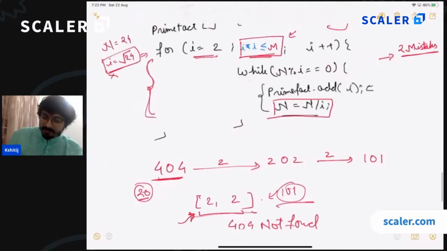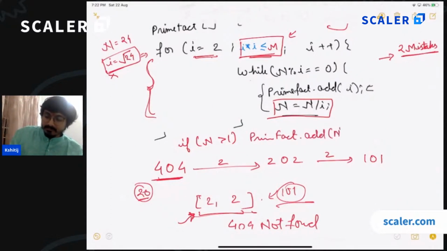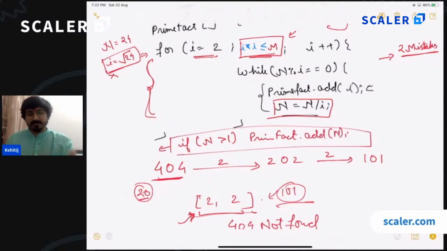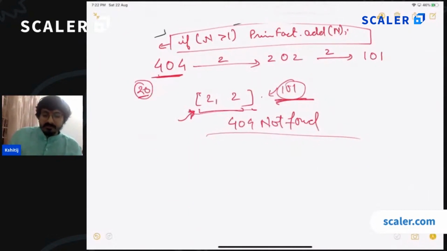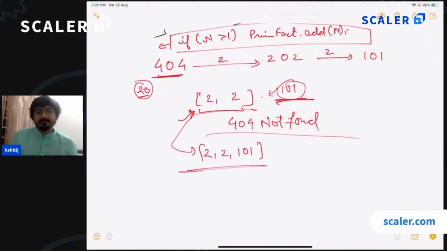Right, so what we'll do here is, if n greater than 1, then prime factor dot add n. We'll add this line here itself after the for loop completes. So if this number has not been reduced to 1, we will add 101 as well, and we will get the correct answer. Does this make sense to everyone? Is this thing clear?